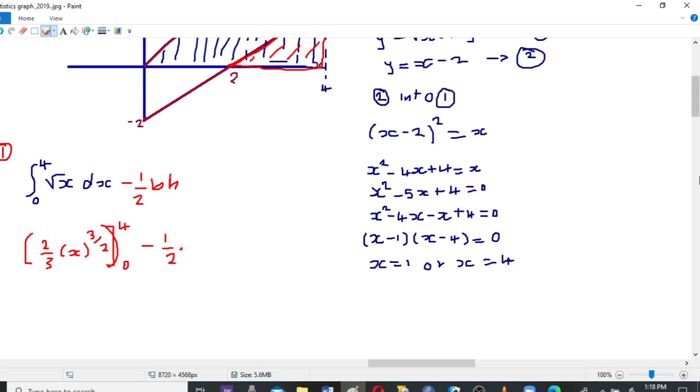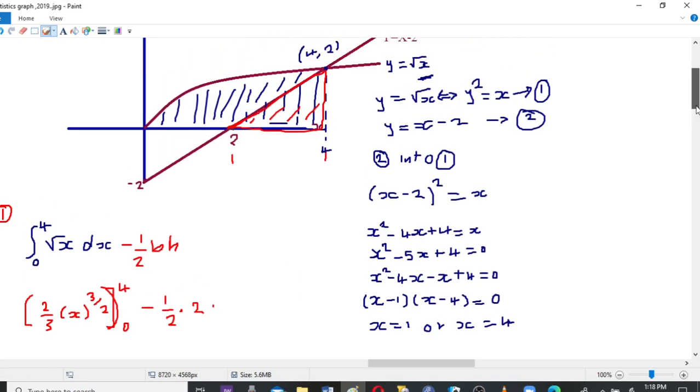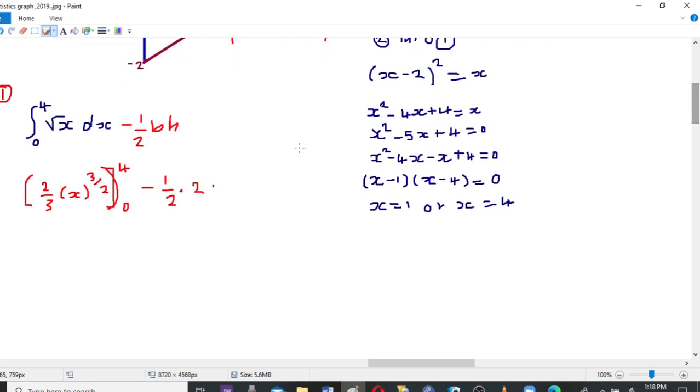Now what is the base for this triangle? The base is from 2 to 4, so the difference there is 2. What about the height? The height there is 2, you can see it on the y-axis. So the height of this triangle is 2 units. If we apply the cancellation rule there, we're just going to have 2.